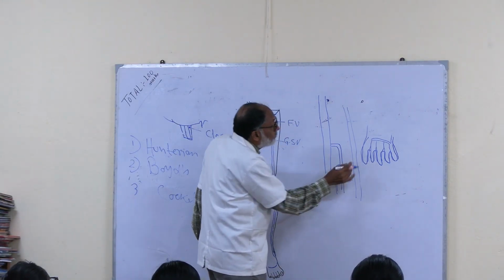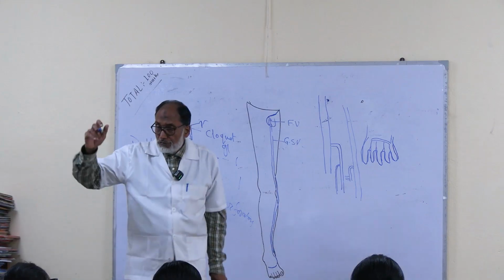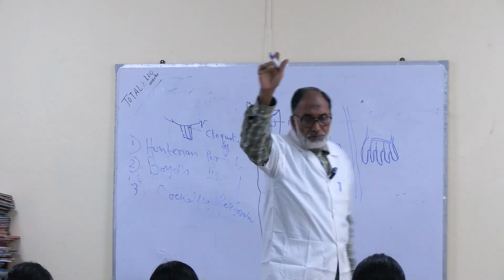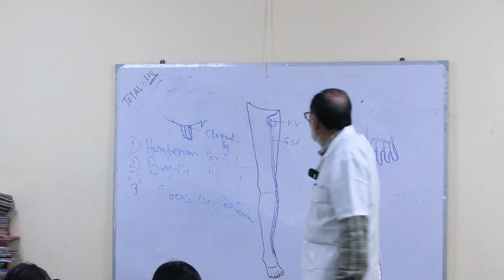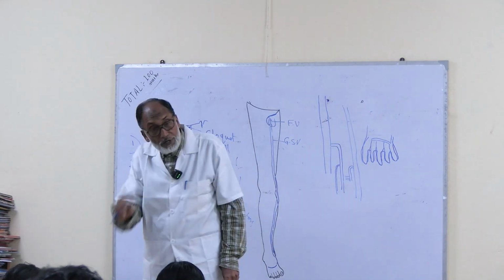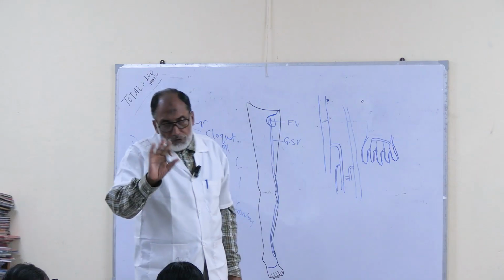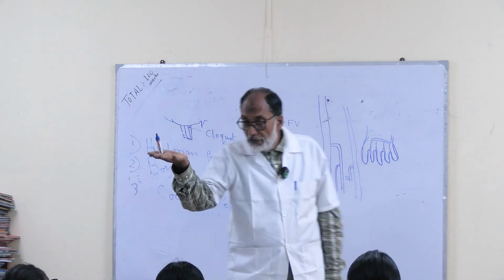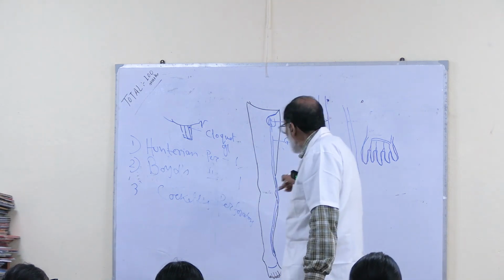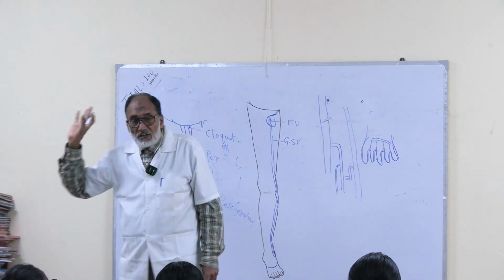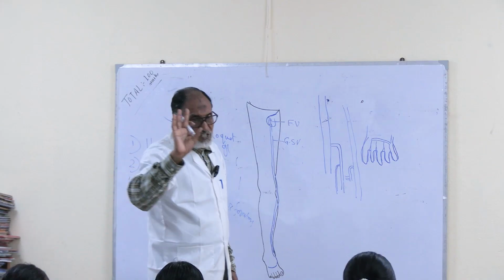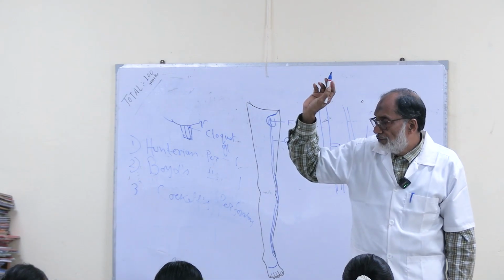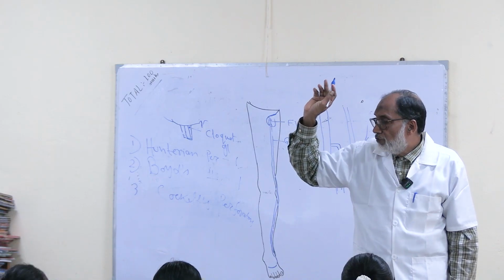So this is the posterior arch vein. Now, what are the tributaries? In the case of a vein we generally call them tributaries, and in the case of an artery we call them branches. Now what are the tributaries of the great saphenous vein?